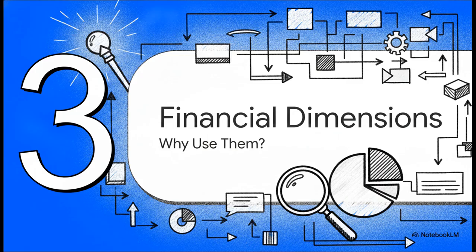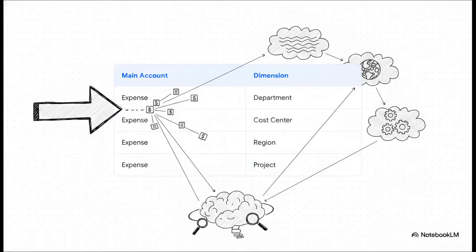Which brings us nicely to Section 3, the real core of our discussion. Why use financial dimensions? So the magic here is that you apply analytical tags like department or project directly to that single main account.